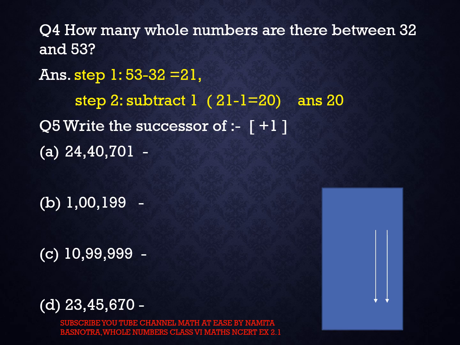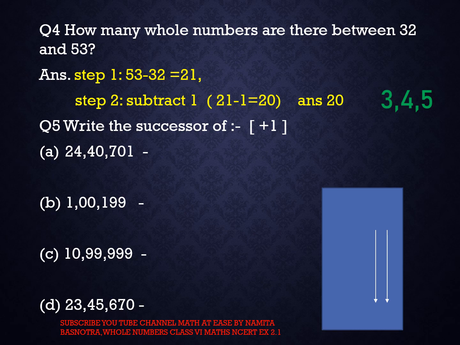Now you would say, why am I subtracting 1? Because the question says that they want you to tell the whole numbers between 32 and 53. So let's make it very simple to understand. If I want you to tell me the whole numbers between 3 and 5, how many whole numbers are there in between 3 and 5? If we follow the steps, step 1 will be 5 minus 3. So the answer is 2. That means there should be 2 whole numbers, but no, it's not so according to that.